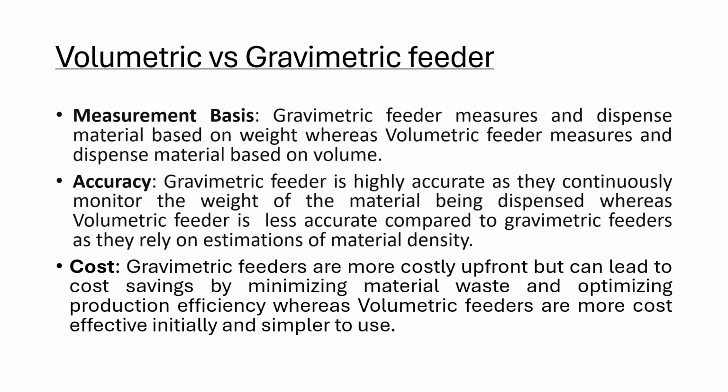Second point, accuracy. A gravimetric feeder is highly accurate as explained above. It continuously monitors the weight of the material being dispensed, whereas a volumetric feeder is less accurate compared to gravimetric feeders as it relies on estimations of material density.